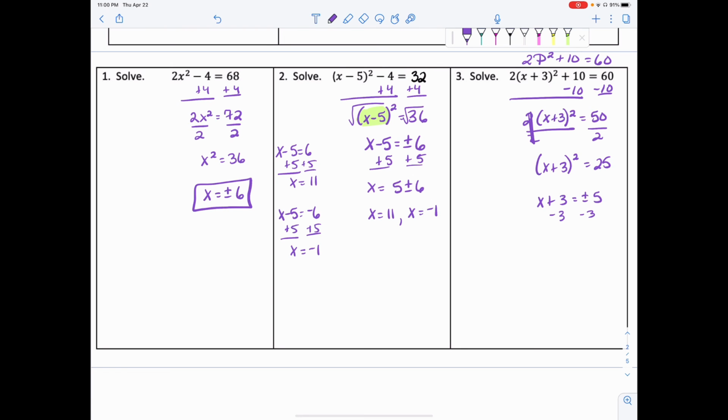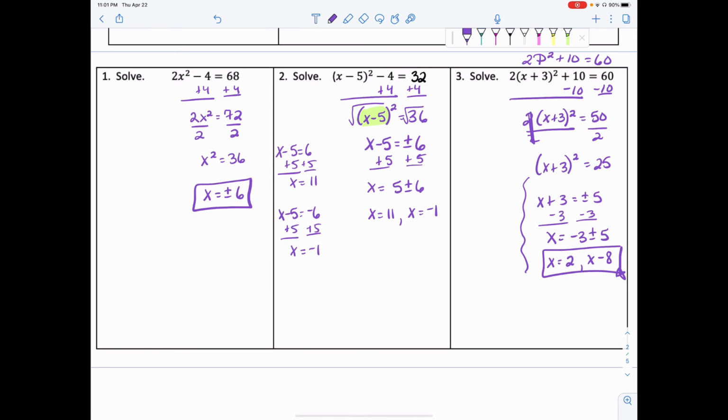Subtract 3 from both sides, and we would get x equals negative 3 plus or minus 5. Remember, that's two different values. A negative 3 plus 5 is a positive 2. A negative 3 minus 5 is a negative 8. So those are our two solutions for that problem.